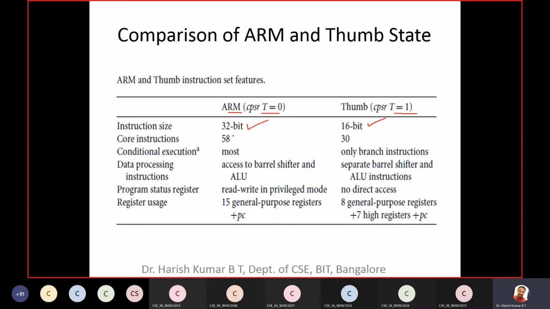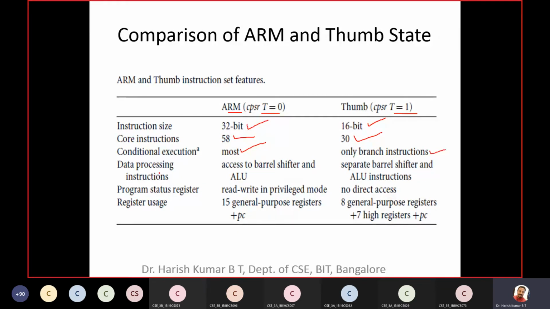The number of instructions when operating in the ARM state is 58, and it is 30 instructions here. For conditional execution, in ARM state the majority of instructions allow it. That means it is possible to embed the conditions as a part of the instruction. But in the Thumb state it is not possible for all instructions; in the earlier classes I showed you that you can embed a condition for the move instruction. But when operating in the Thumb state, it has its own limitation: you can have conditional execution only for the branch instructions.